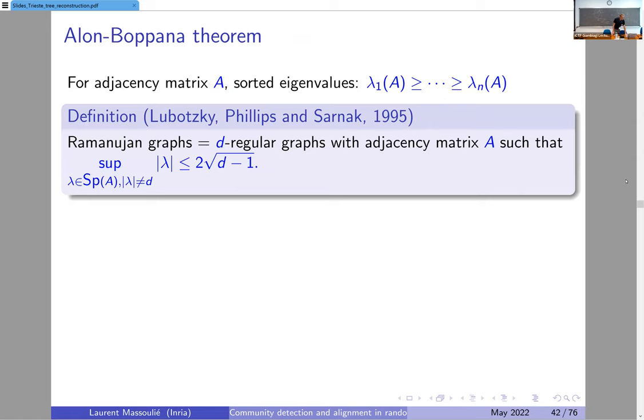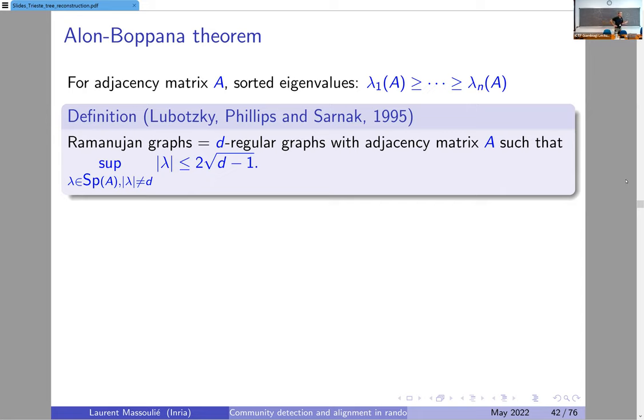So another thing I want to discuss as a follow-up on that theorem on the structure of the non-backtracking matrix of these random graphs we were looking at is a relation of the result with a notion that has been developed in graph theory, that is the notion of a Ramanujan graph. And so I don't know if you have heard of expander graphs at some point.